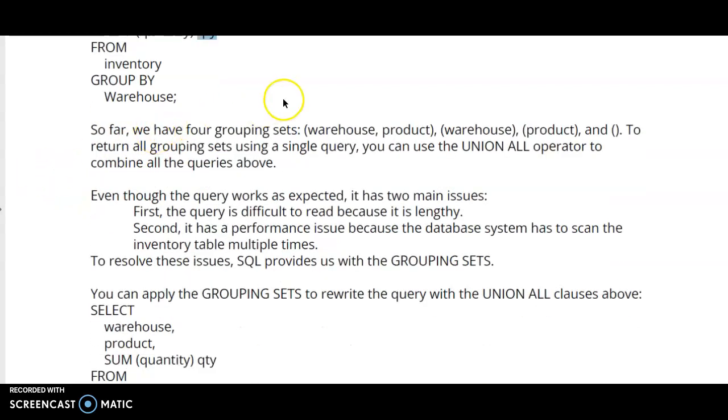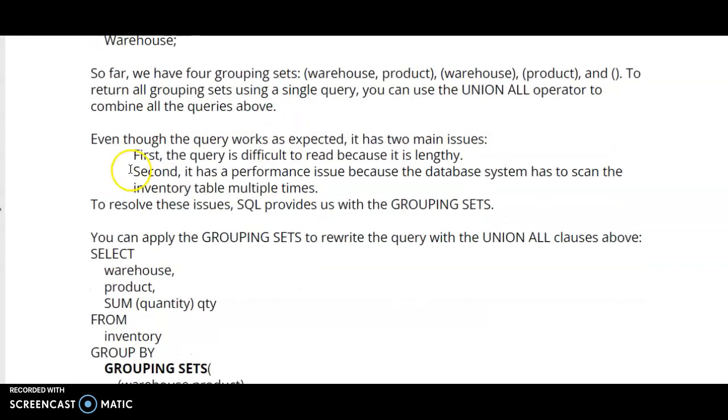So far we have the four grouping sets: warehouse product, warehouse, product, and empty. To return all the grouping sets using a single query, you can use a UNION ALL operator to combine all the queries above. Even though the query works as expected, it has two main issues. First, the query is difficult to read because it is lengthy. Second, it has a performance issue because the database system has scanned the inventory table multiple times.